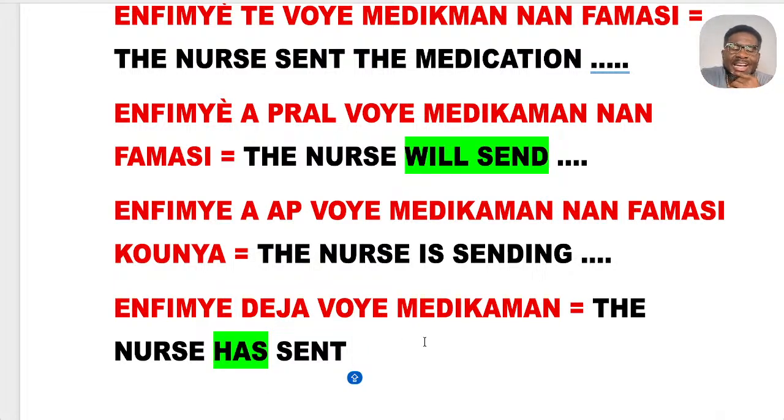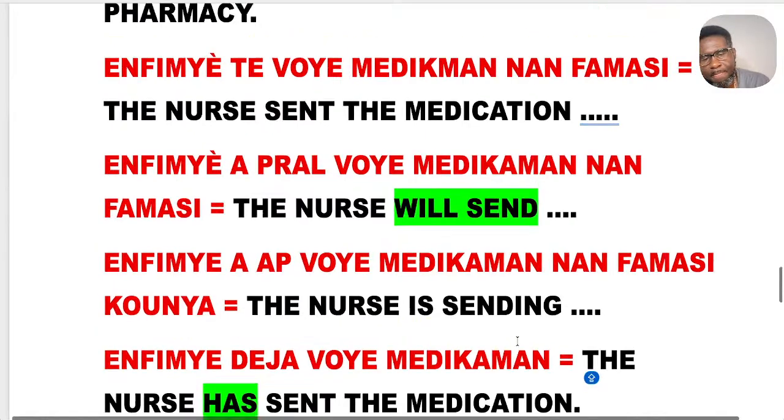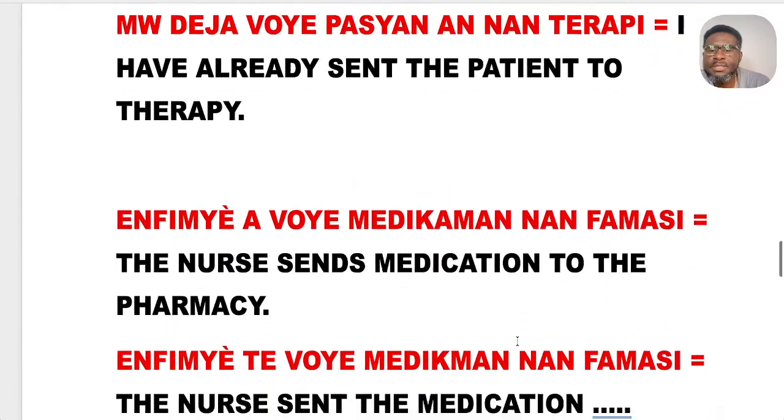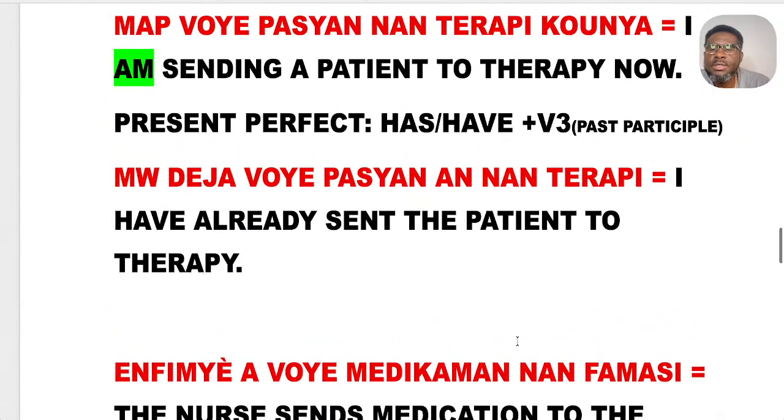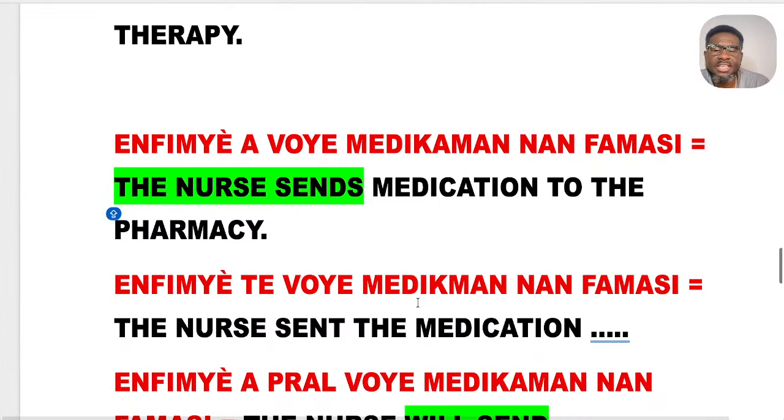So, the nurse has already sent the medication. The nurse has sent the medication. Okay? There you go. The nurse has sent the medication. All right, quickly, if we move on, okay? The nurse sends medication to the pharmacy. Present simple, okay? The nurse sends. She sends medication to the pharmacy.